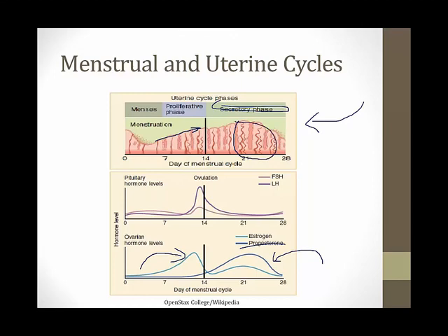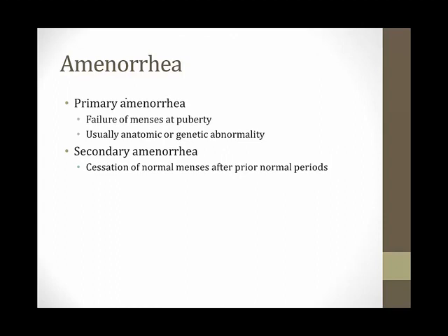For the remainder of this module, I'm going to talk about causes of amenorrhea, or failure to menstruate. And there are many, many causes of amenorrhea, but what I'm going to focus on are the ones that are related to abnormal levels of the female reproductive hormones. First, we need to define a few terms. Primary amenorrhea is failure of menses at puberty, and this is usually due to an anatomic or genetic abnormality.